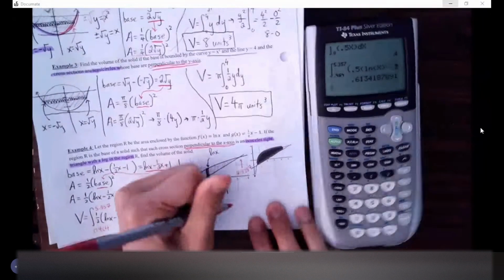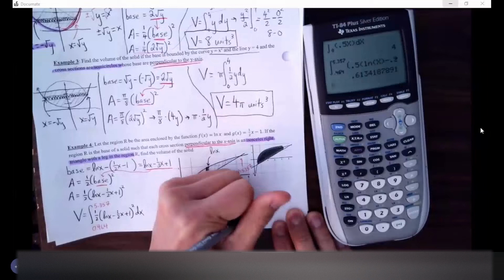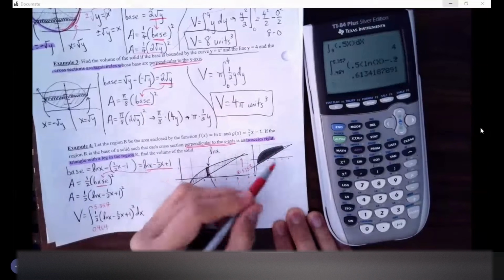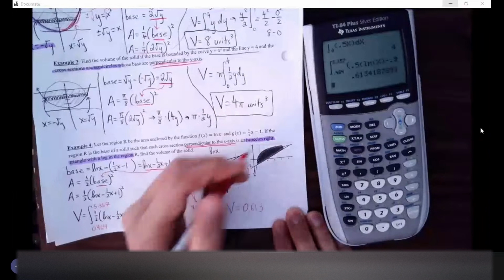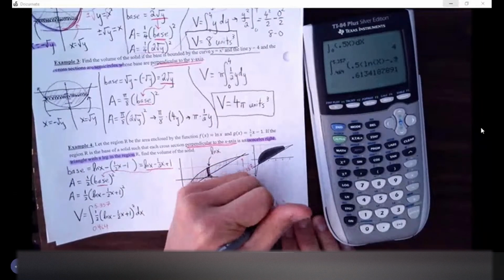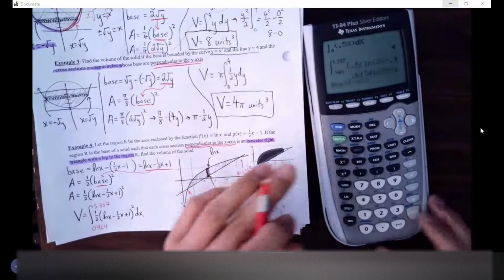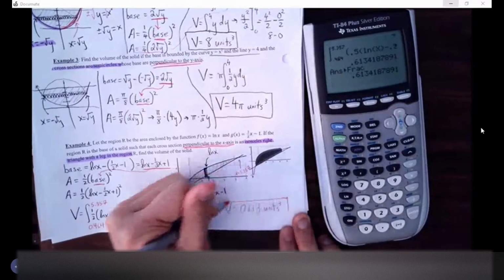0.613. Again, no circles involved, no rotation involved, so there's no pi. So just 0.613 is all we need to find our volume. Let's see, it doesn't convert to a fraction, so decimal is perfectly fine.